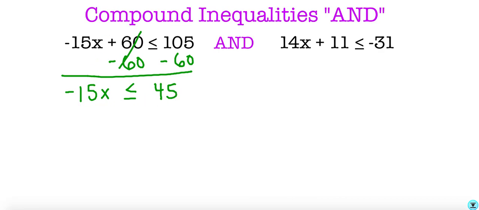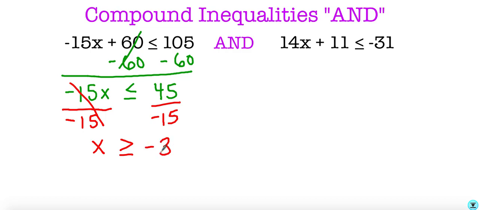And we're going to do the same thing. We're going to divide both sides by negative 15 because we want the x by itself. These cancel out, and I'm dividing by a negative, so I switch my inequality to greater than or equal to, and 45 divided by negative 15 is negative 3. So here, x is greater than or equal to negative 3.